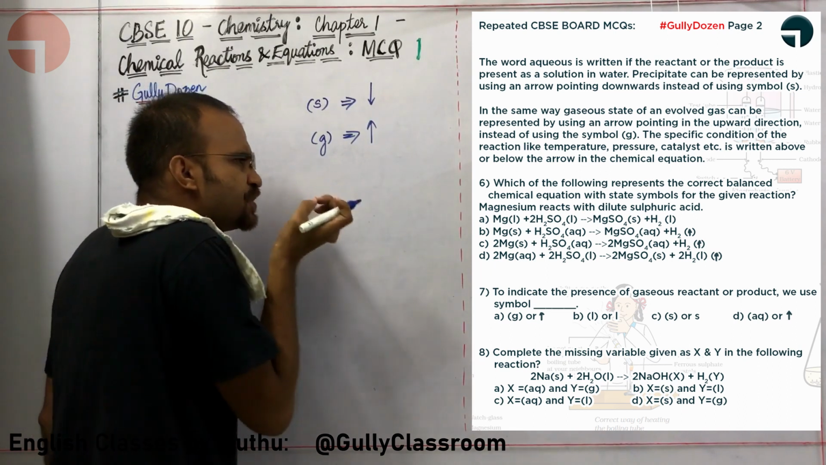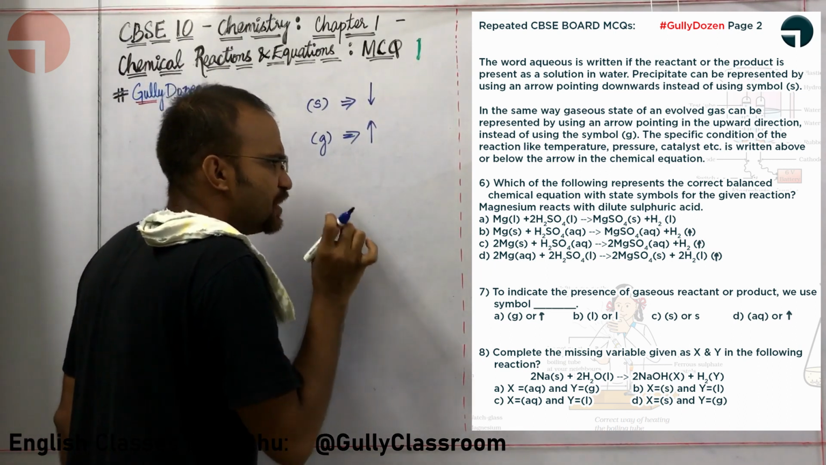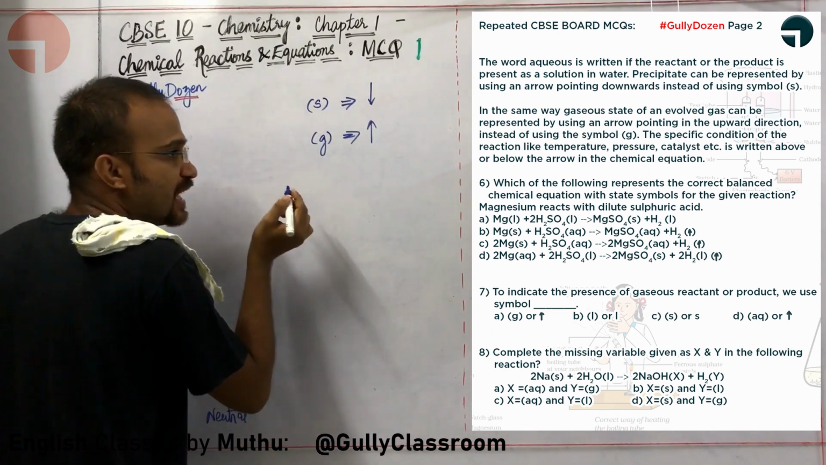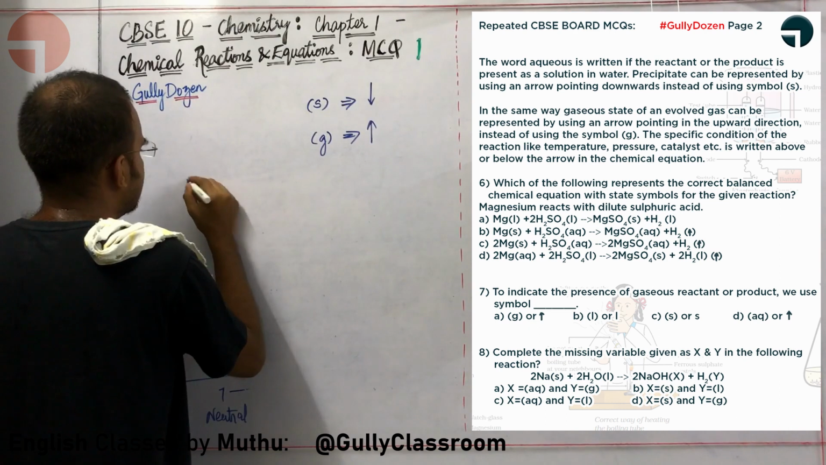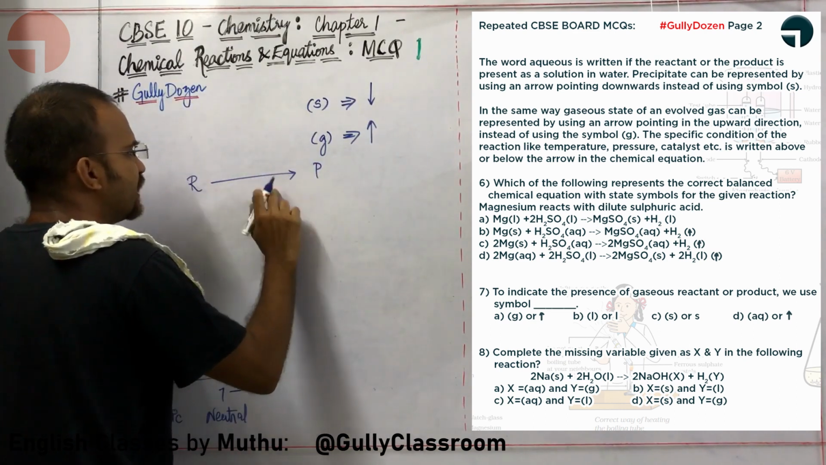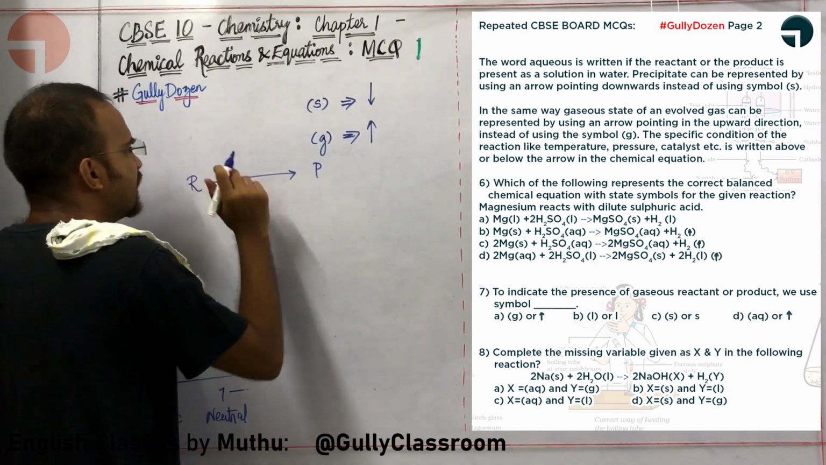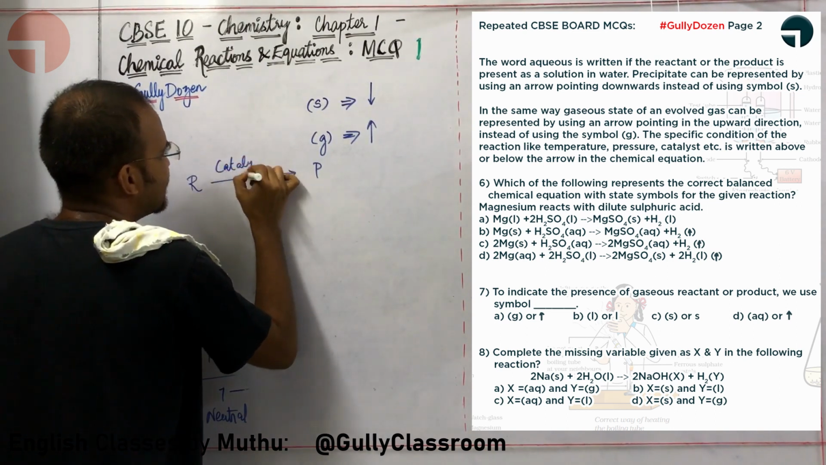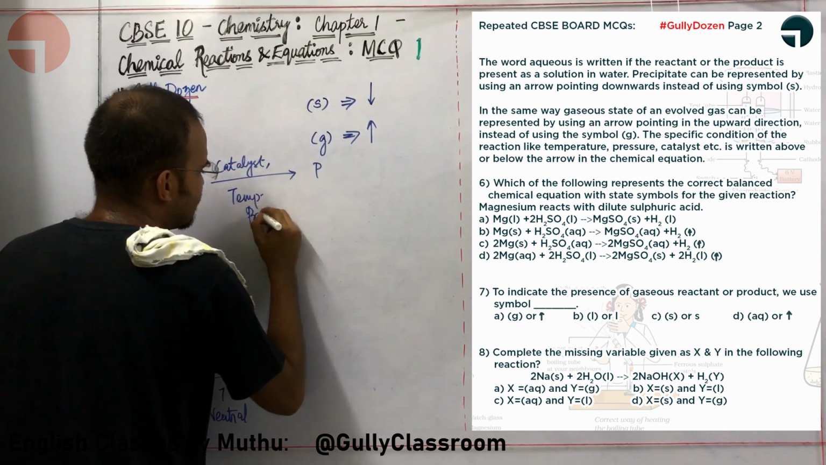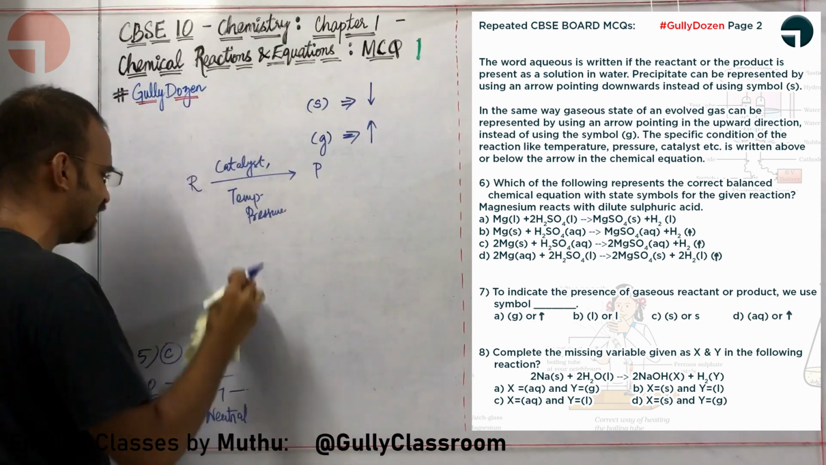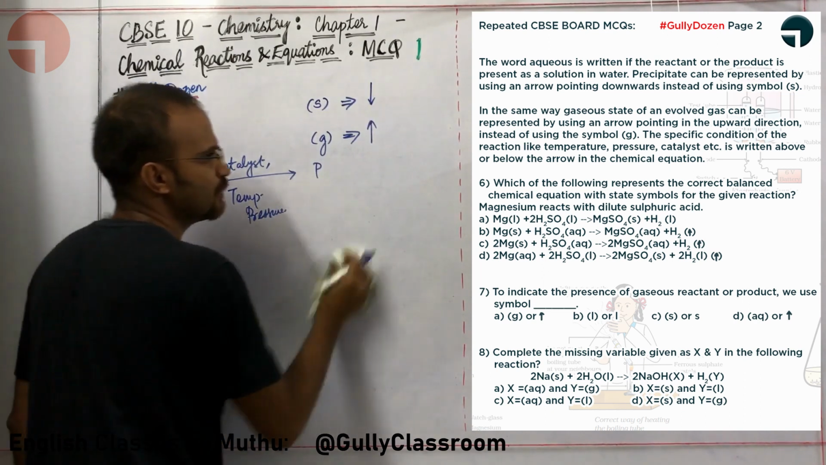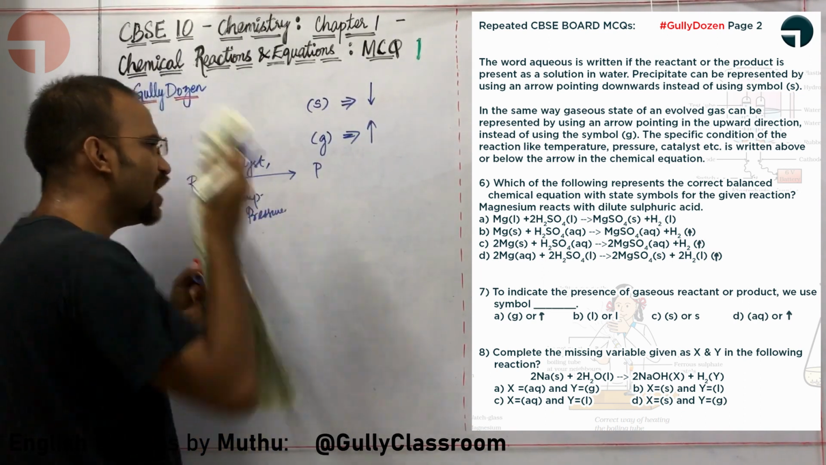Excellent. What next? Specific conditions of the reaction like temperature, pressure, catalyst are written above or below the arrow in the chemical equation. Let us say here there are reactants. The reactants are getting converted into products. This is the arrow in a chemical reaction between the reactants and the products. Here I can write about the catalyst. I can not just write about the catalyst, I can also write about the temperature, pressure, and other reaction conditions. Are you comfortable? Yes, sir. Okay, now what is the sixth question?